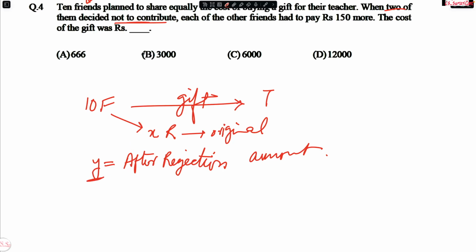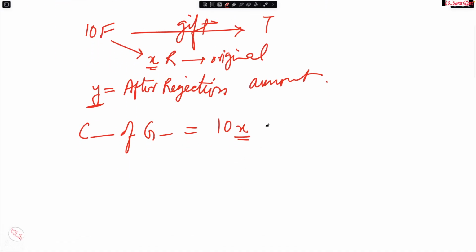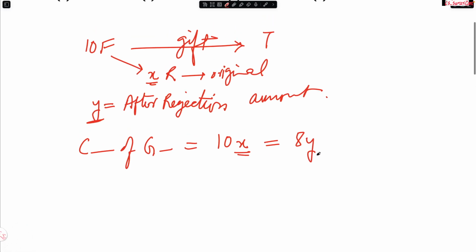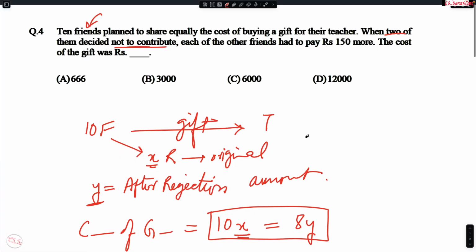So now with all that being present, we know that if x is the original amount that everyone had to pay, the cost of gift is equal to 10 times x, right? This is what we have to find. If we were able to find x, we can get the answer, right? After two of them rejected, this thing is also equal to 8 times y. That is also correct. So this one equation we get. There are two variables, so we need one more equation. How can we find another equation from this?